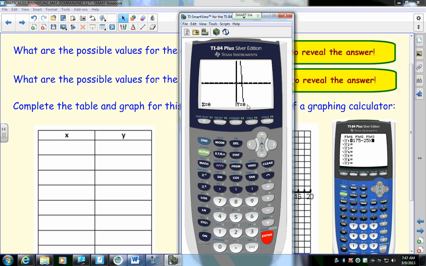So in the calculator when it asks what is the domain, does the calculator go through and stop at any numbers? It goes forever and ever and ever, forever negative and forever positive. What do we use for forever and ever?